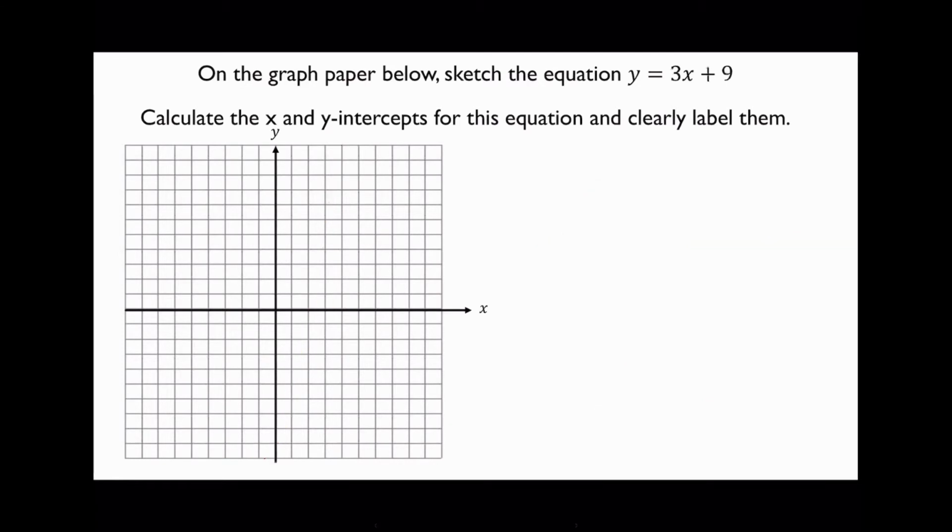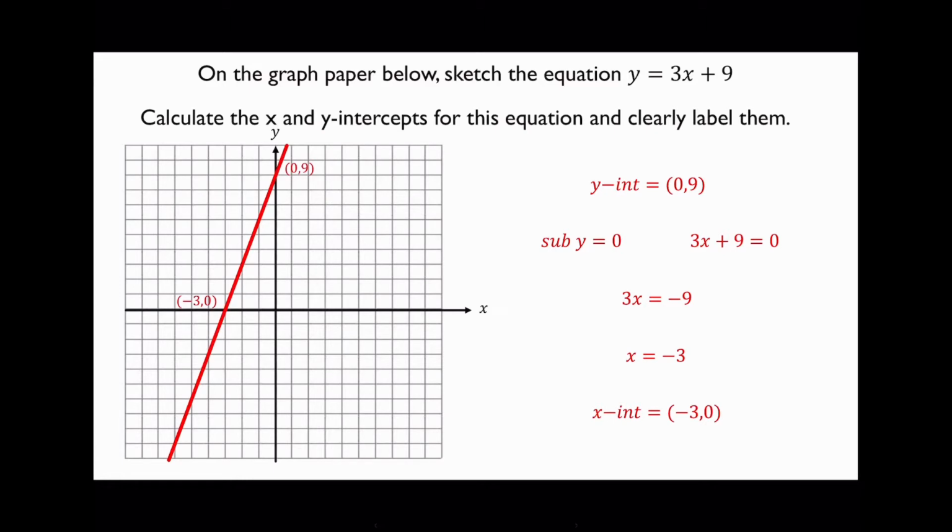For this question, sketch y = 3x + 9. Your y-intercept is going to be equal to +9. Your x-intercept is going to be equal to -3 in this case. And I've also drawn it here. So hopefully you guys have got this as your answer.